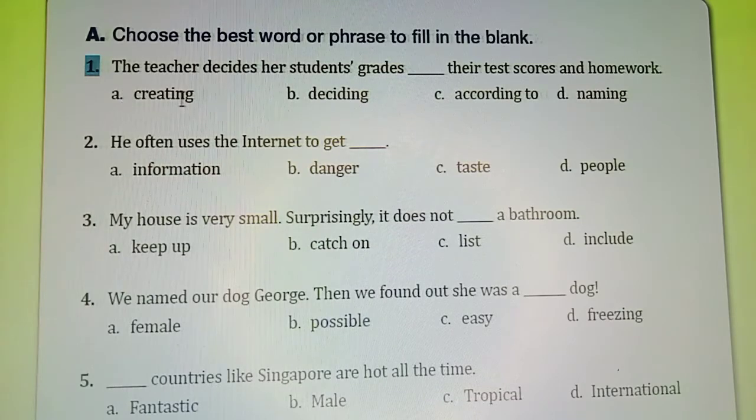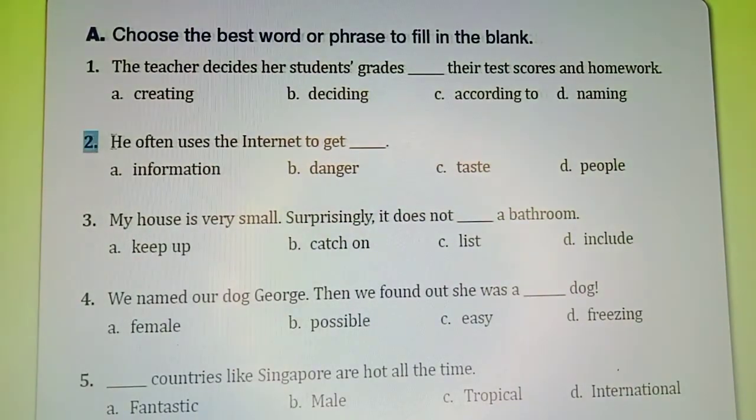Letter A, creating. Letter B, deciding. Letter C, according to. Letter D, naming. The best answer here, letter C. Yeah, that's right. According to their test scores and homework.